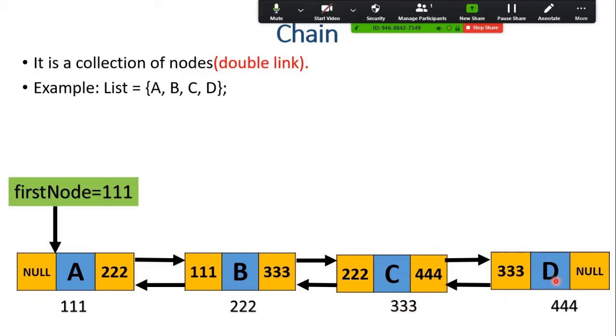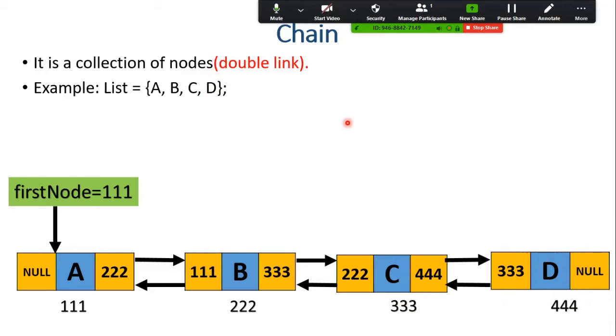the left link of the D node. And what's the right link? It is null. It means that what? That is the last node, the last element in the list. So D will be the last node of this chain. Does it have any next node? That's null. That says it has no next node.